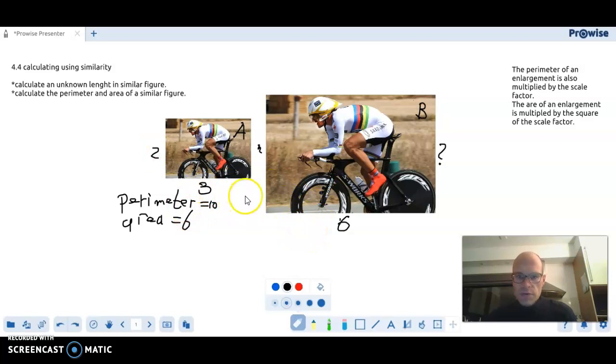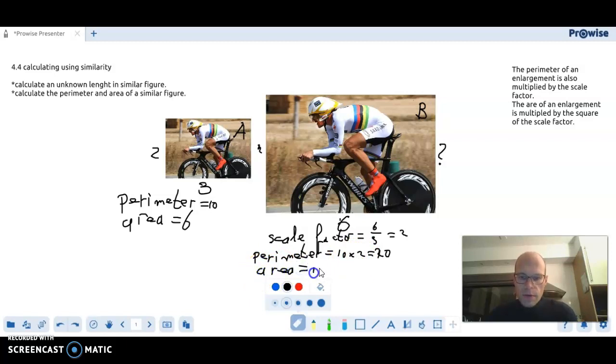Well, if we need to calculate the perimeter over here, we simply need to get the scale factor. As you know, the original multiplied by the scale factor is the new one, or the scale factor is the new divided by the original, and that's 2, so this time it is twice as big. And so that means that the perimeter is also twice as big. It's 10 multiplied by 2, which is 20. Because the scale factor is 2, we need to multiply the perimeter by 2 to get the new perimeter, the perimeter of the enlargement.